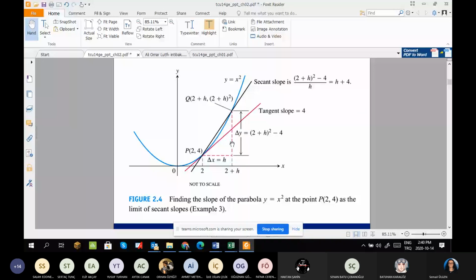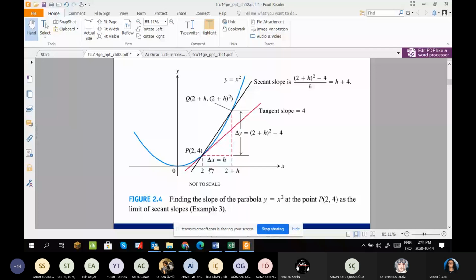Delta y is f of 2 plus h minus f of 2. We have the 2 and 2 plus h, so the interval is h at the beginning. We are going to make this h smaller and smaller. When you make h smaller and smaller, that means your Q is getting close to P, right? If you choose h small enough, then your Q is going to be here, and your secant line is going to be like this.